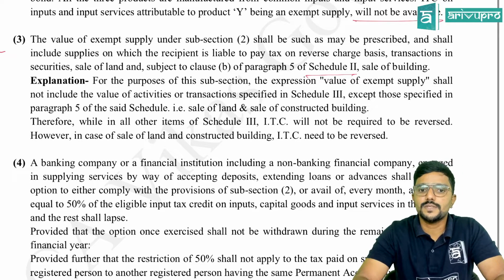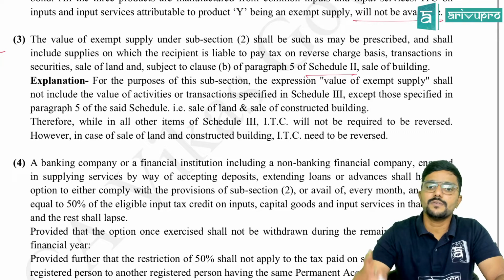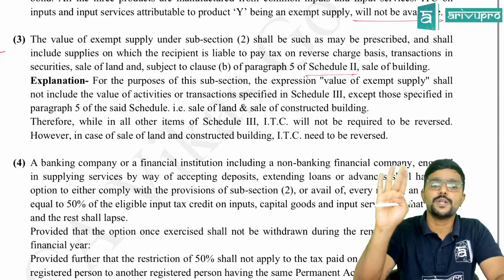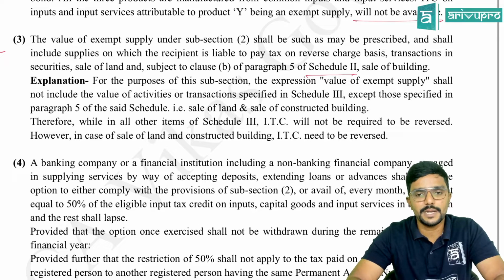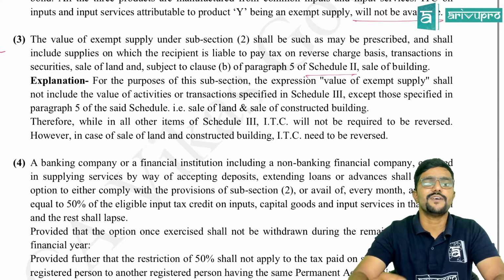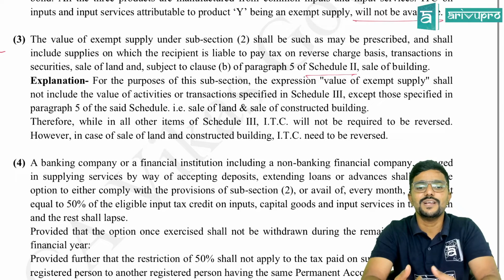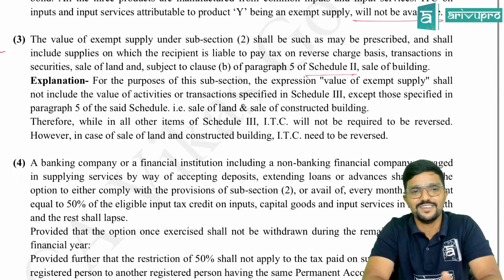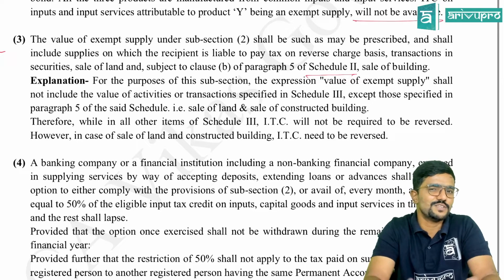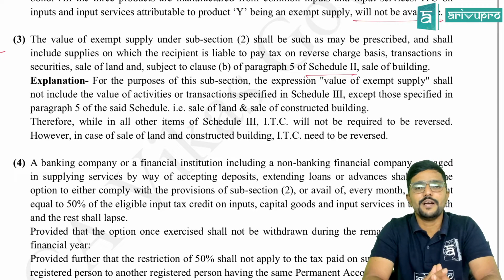For the purposes of this subsection, the expression value of exempt supply shall not include the value of activities or transactions specified in schedule 3, except those specified in paragraph 5 of said schedule, that is sale of land and sale of constructed building. See how much confusion they have done. I don't know what is the purpose or logic of this, but still, how they have made it. I will just break it into points and tell.